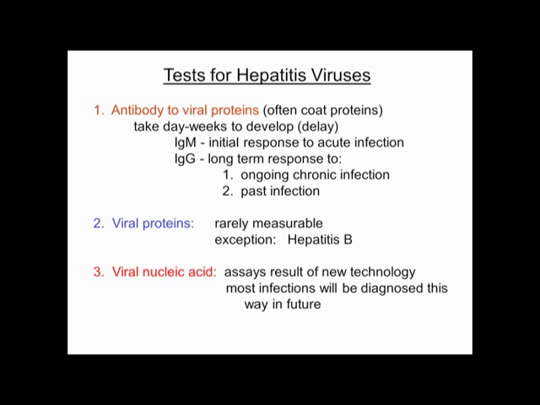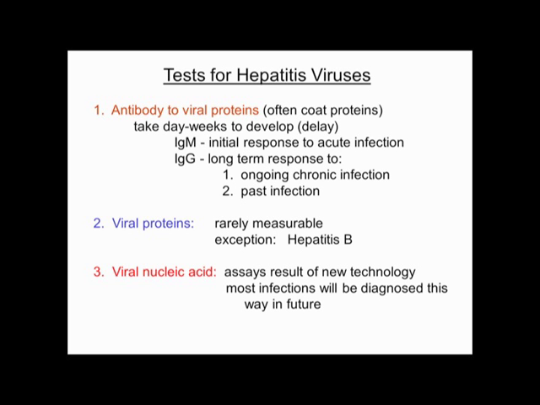So to test for viruses, you've got a number of options. You can do antibodies to the viral proteins. They're usually to the coat proteins. And this is where you need to know IgM versus IgG. Did they talk about that in infectious disease last year?